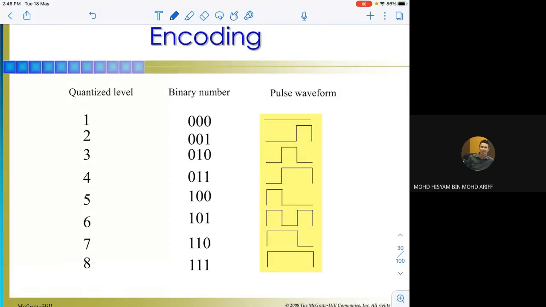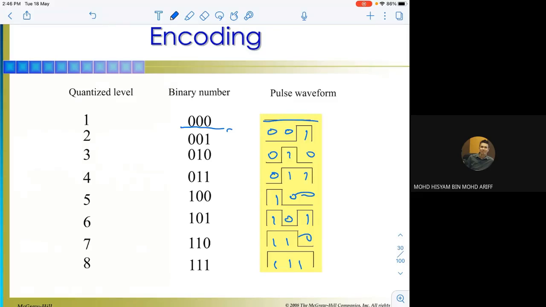Now encoding, actually you already know it, but it is new for you and actually very simple. Okay, 000, how about the pulse waveform? Something like a straight line. 001, 010 here, 011 here, 100, 101, 110, 111. That's all. Okay, pulse waveform.